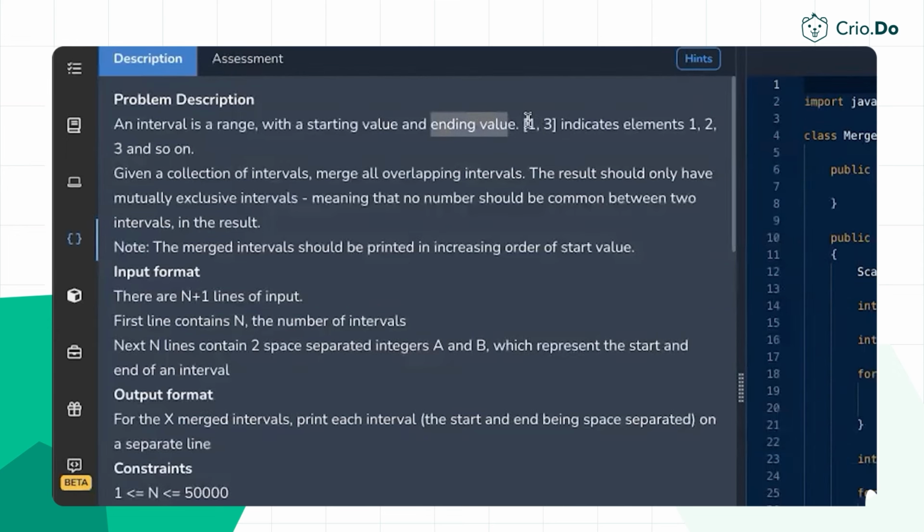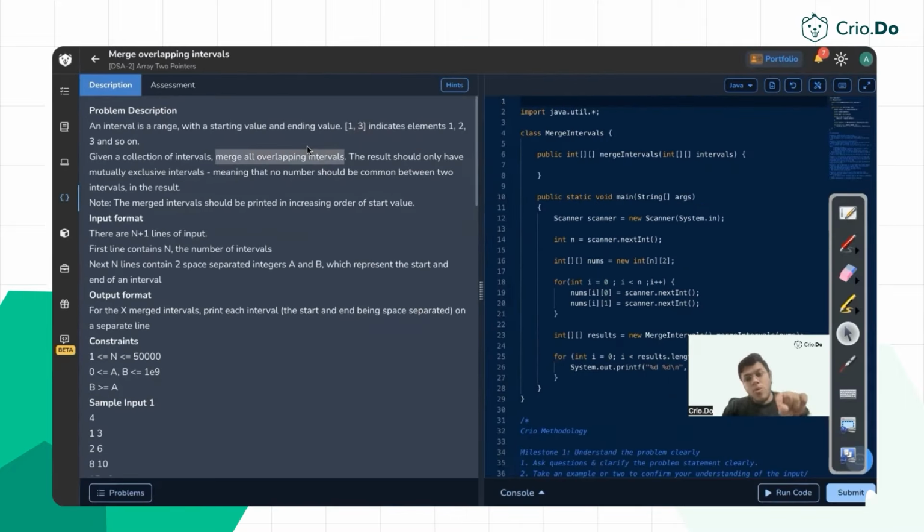An interval is nothing but a range that has a starting value and an ending value. Let's say a range is defined as 1, 3, it means the interval is starting at 1 and ending at 3. Such intervals will be given in an array, a collection of intervals. Given a collection of intervals, we have to merge all of them, but merge overlapping intervals. So what is merging overlapping intervals?